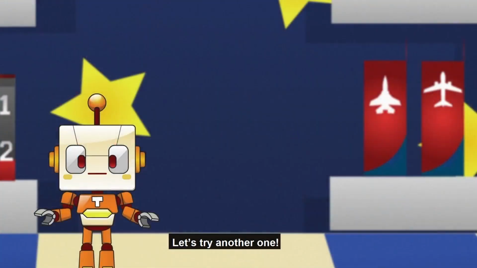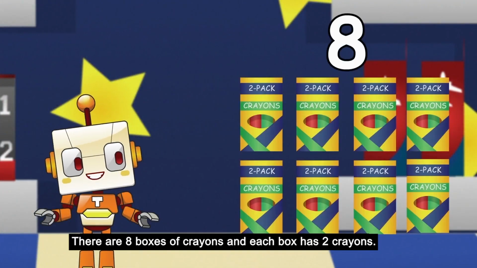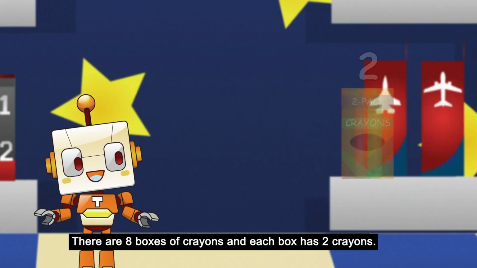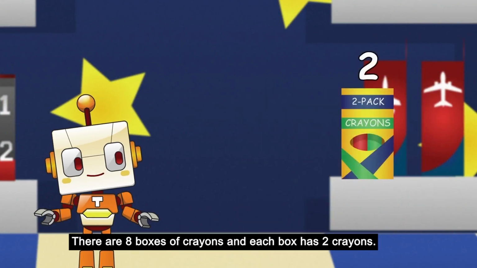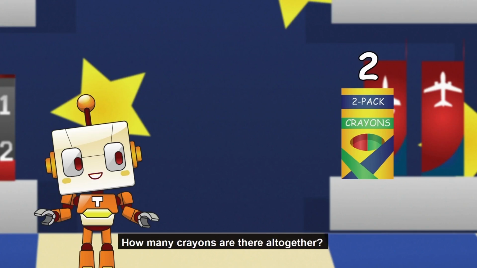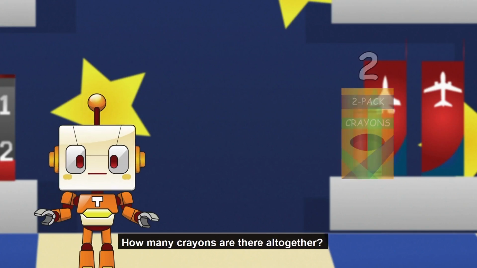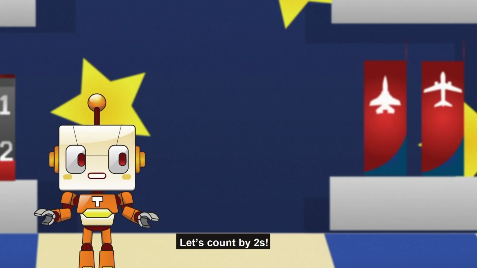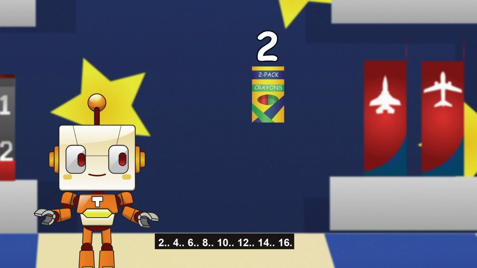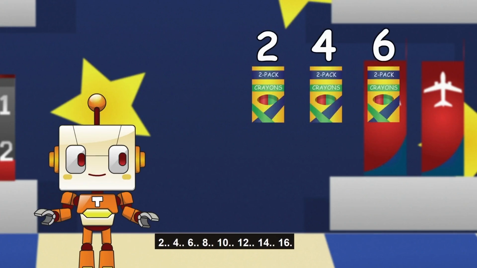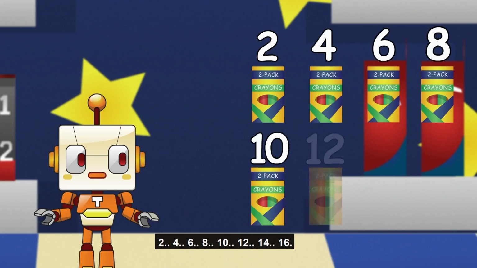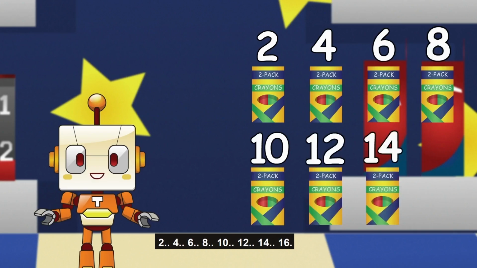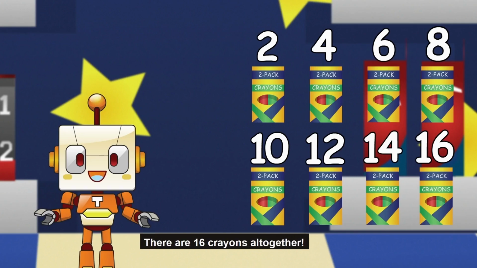Let's try another one. There are 8 boxes of crayons, and each box has 2 crayons. How many crayons are there altogether? Let's count by twos. 2, 4, 6, 8, 10, 12, 14, 16. There are 16 crayons altogether.